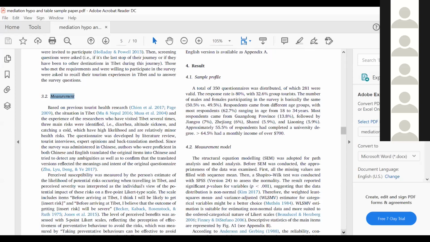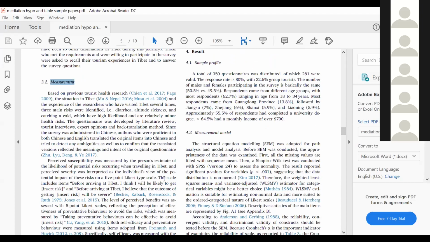Very clearly says that I use some scale of whatever book, a variable called perceived susceptibility. Okay, so look, he has to describe this for all variables. I'm just giving you an example. One variable. He says perceived susceptibility was measured by the person's estimate so and so on a 5-point Likert scale, and the scale includes items.